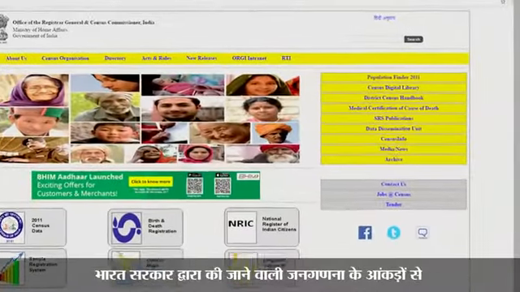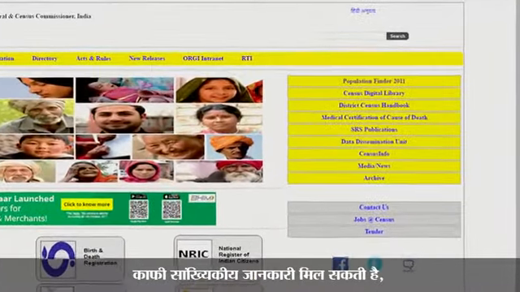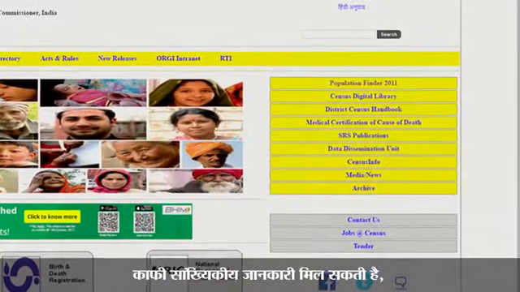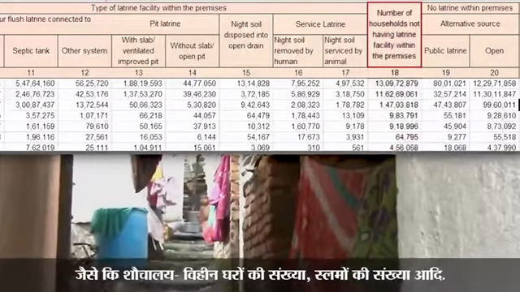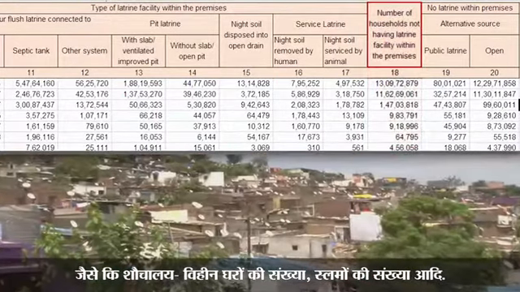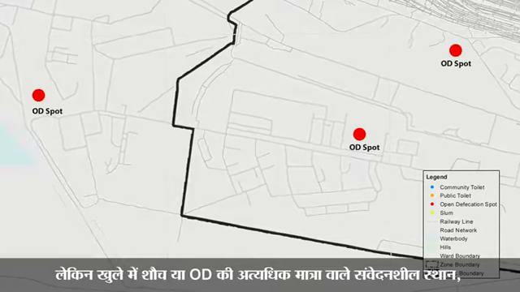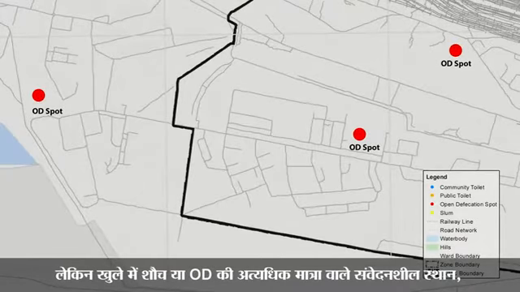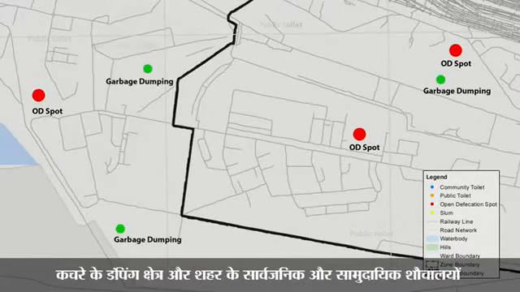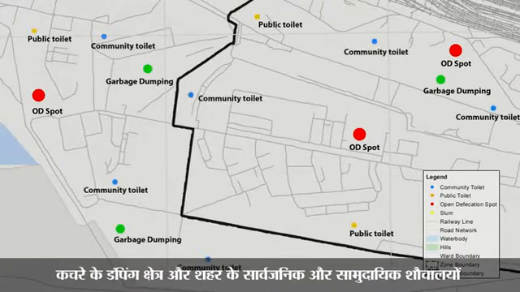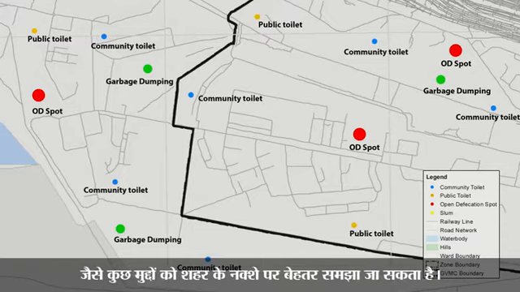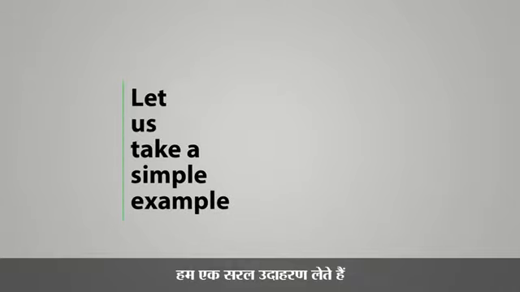The census from the Government of India provides a lot of statistical information, like the number of households lacking latrine facility and the number of slums. But certain data, like vulnerable spots of open defecation or OD, garbage dumping areas, and public and community toilets in the city, are better understood in the spatial layout of the city map. Let us take a simple example.